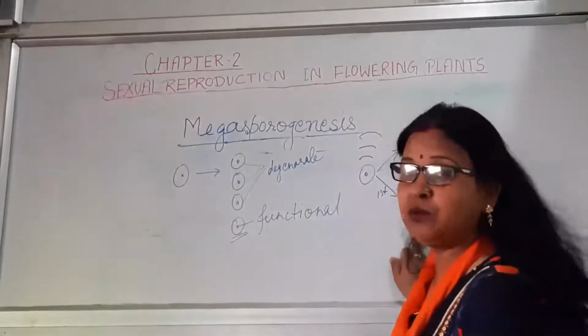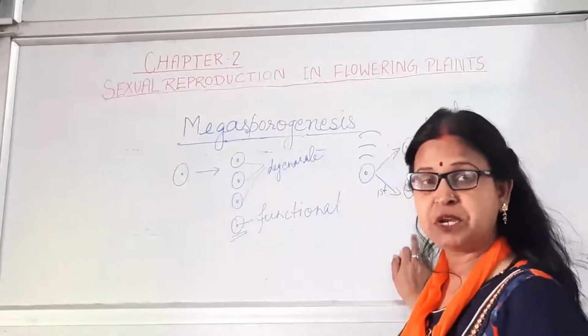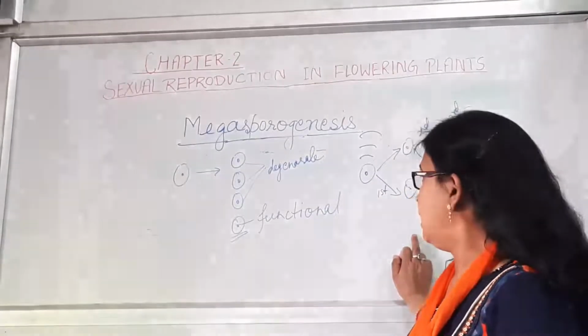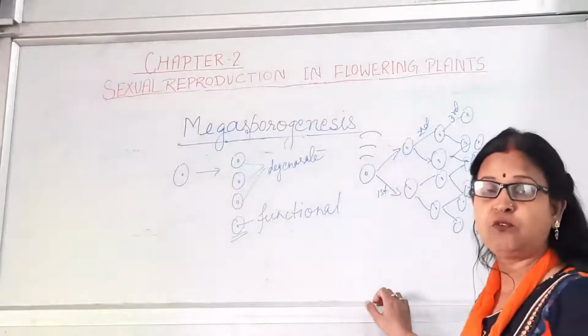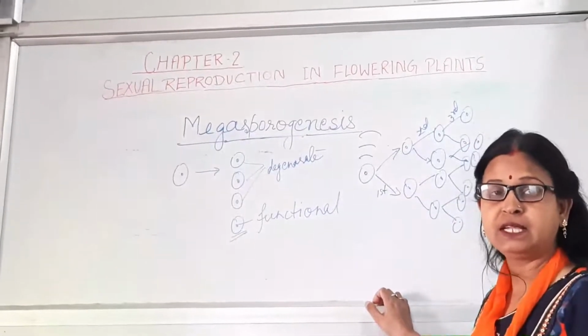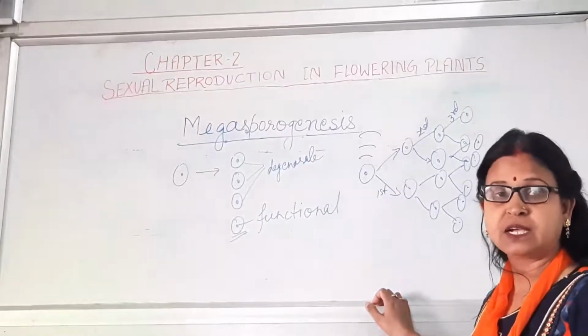Now how will these 8 nuclei be arranged inside the embryo sac, the female gametophyte? That is known as the arrangement of nuclei inside the female gametophyte, or the embryo sac.